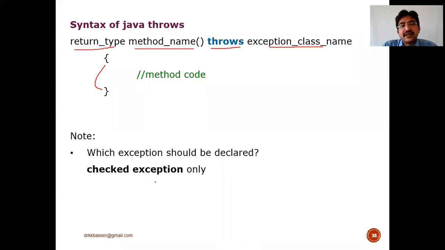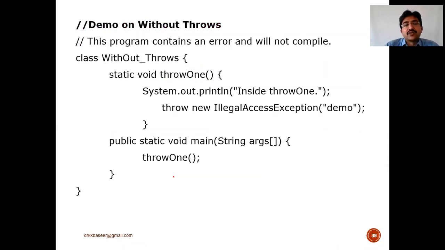Only checked exceptions are declared. Declare means what? We can throw or throws only a checked exception. If you want to throw an unchecked exception, we can declare the exception or we can use a try catch block. Let me see that in detail.